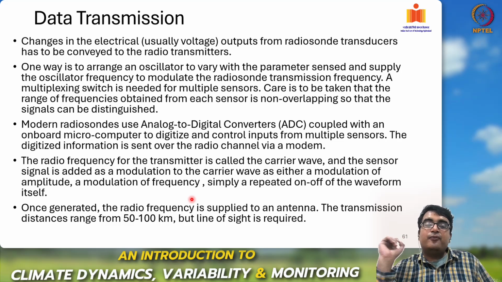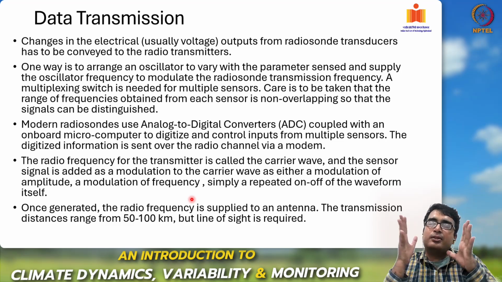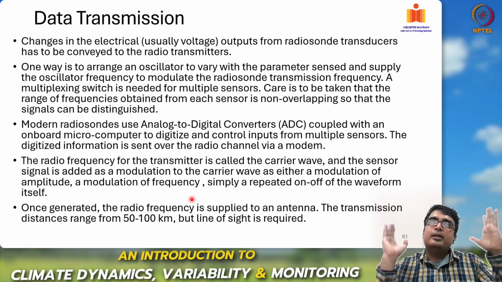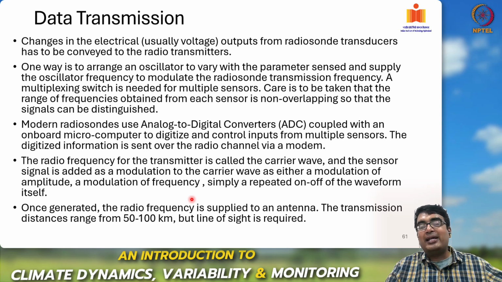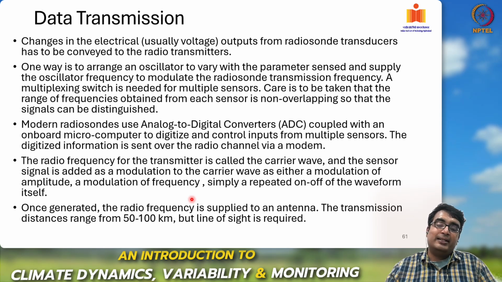Once generated, the radio frequency is supplied to an antenna. The transmission distance ranges from 50 to 100 kilometers, but line of sight is required. So, transmission is entirely possible over very large distances, 50 to 100 kilometers. That is sufficient for stratospheric and tropospheric vertical measurements. However, line of sight is required. So, if the instrument has moved so far that it has gone beyond the horizon, and there is no line of sight between the receiving station and the radiosonde, then you won't be able to get the signal.